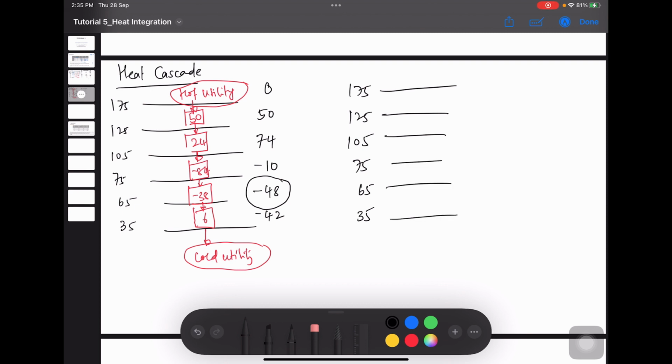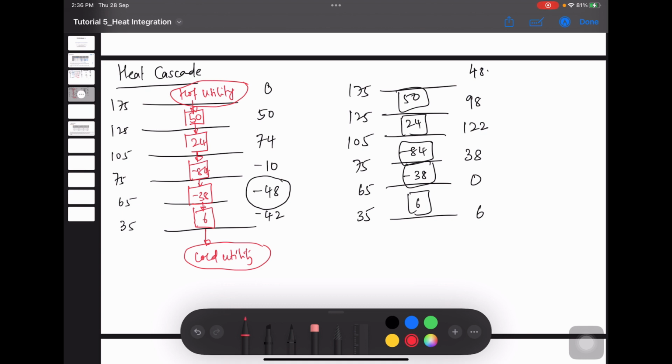All right, so here we have 50, 24, negative 84, negative 38 and 6. So now we assume we require hot utility of 48. So again perform the cascade. 48 plus 50, 98, 122, 38, 0, then 6.